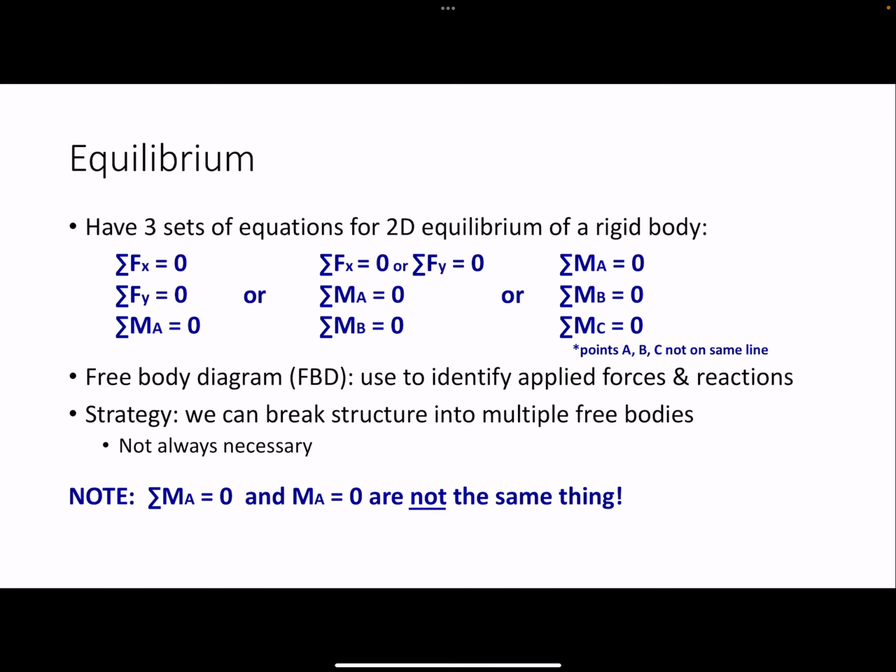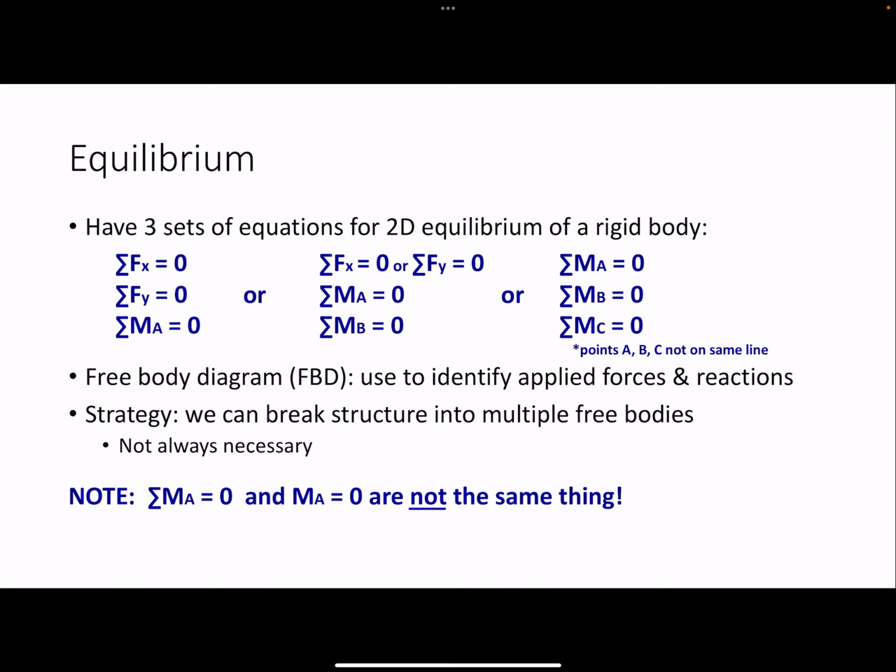And of course, you're familiar with free body diagrams. We use those to identify applied forces and find reactions. So it's a basic tool that we use. You always want to draw your free body diagrams when you're evaluating static equilibrium.